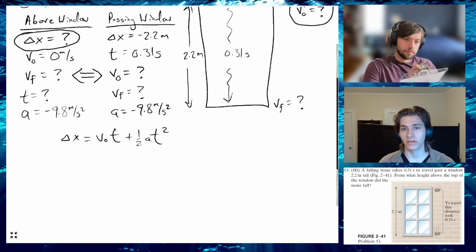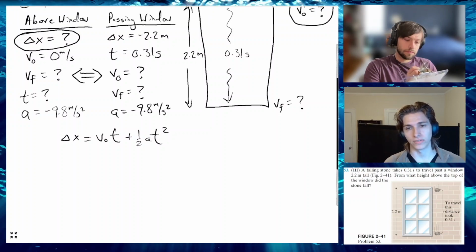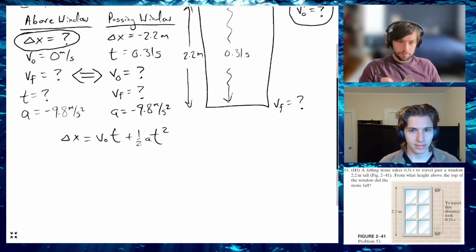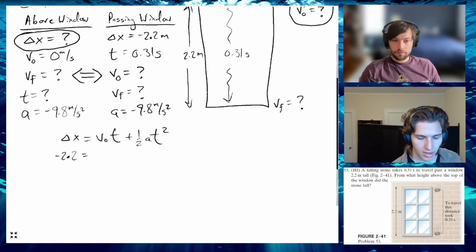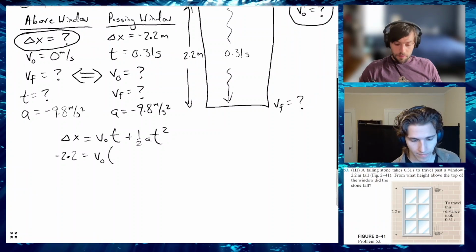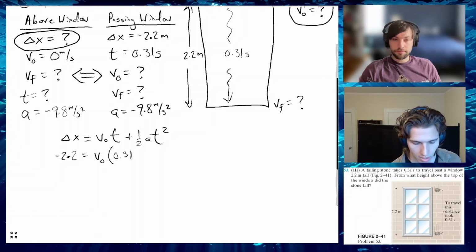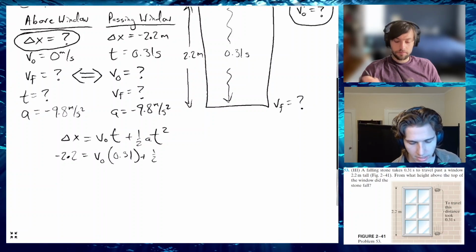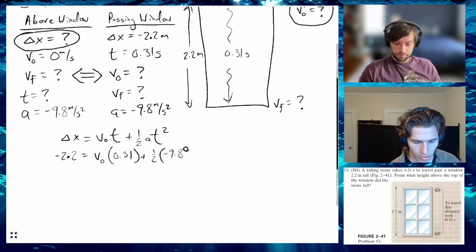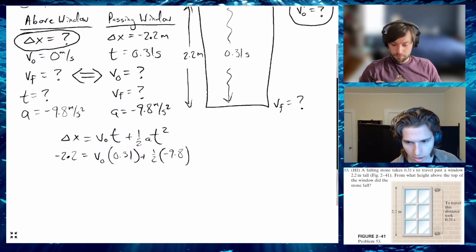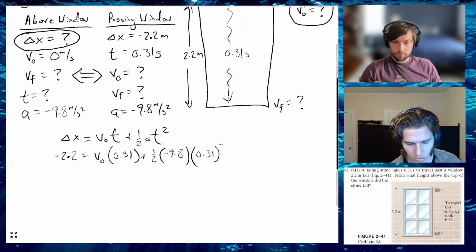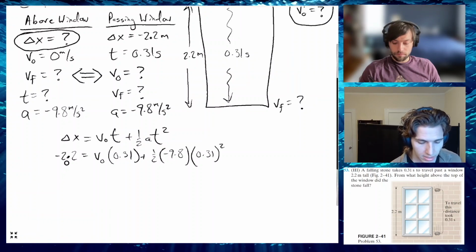Do you want to do the algebra first, or do you want to plug in the numbers first? I want to plug in the numbers first. Let's do it. What is delta x? Negative 2.2. Negative 2.2 meters equals V naught is unknown. What is our time? Our time is 0.31 seconds. Nice. Plus 1/2. What is acceleration? Negative 9.8 meters per second squared. Perfect. And then again, our time is 0.31 squared.